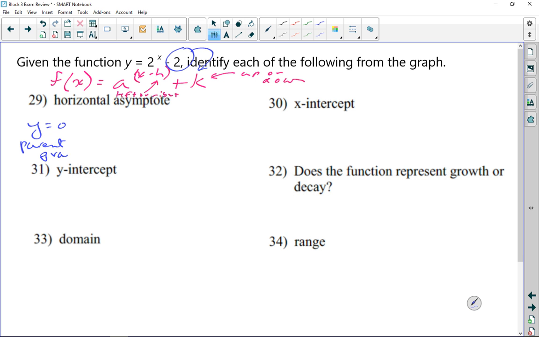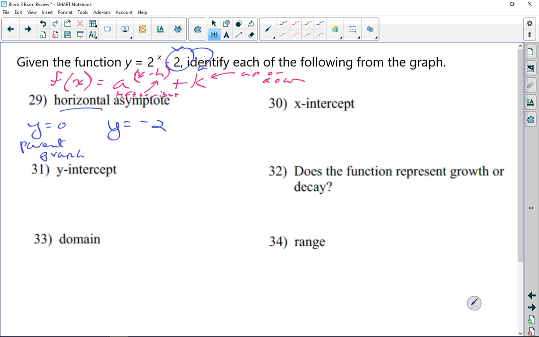Well, if I'm going up or down and not left or right, does my horizontal asymptote change? I'm going up or down, right? So it's going to change to y equals -2. That's what that number is. Because what did my graph do? Shifted down, right? Okay, so that's your answer for that.